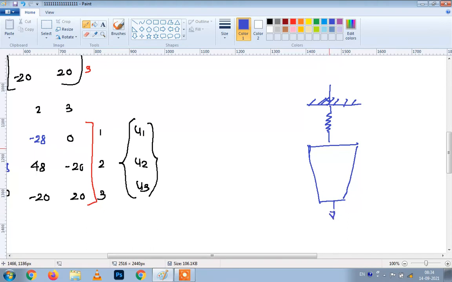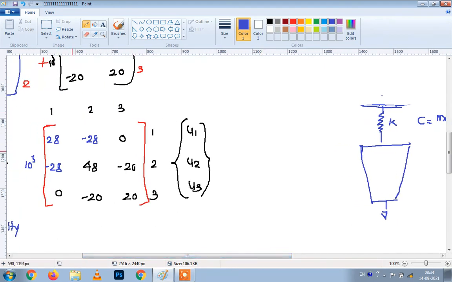Here, instead of this fixed support, a spring of large stiffness is added, and its stiffness is decided such that it is the maximum of Kij. Now K stands for our stiffness matrix. So the maximum value that I am observing here is 48.